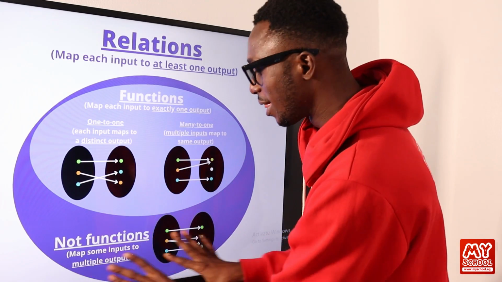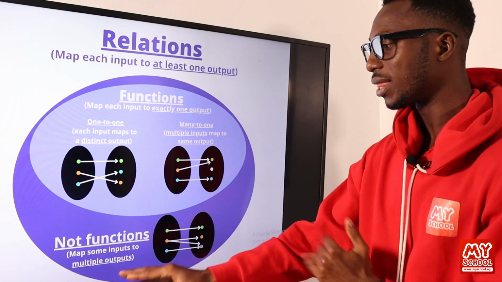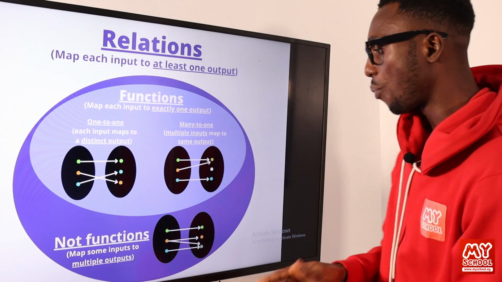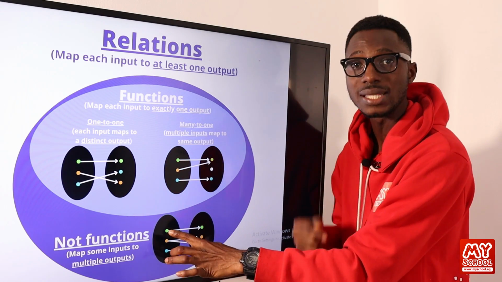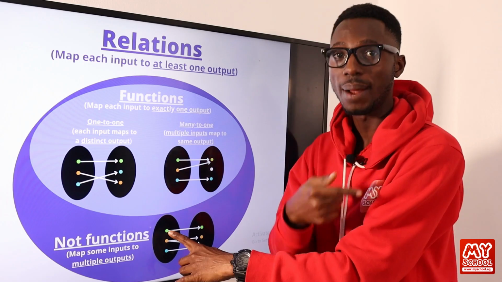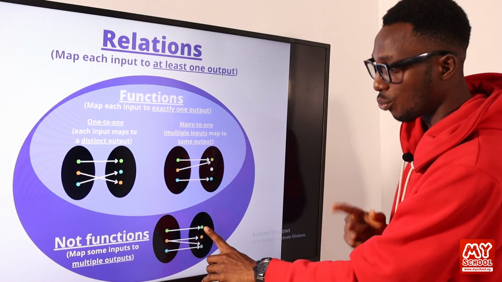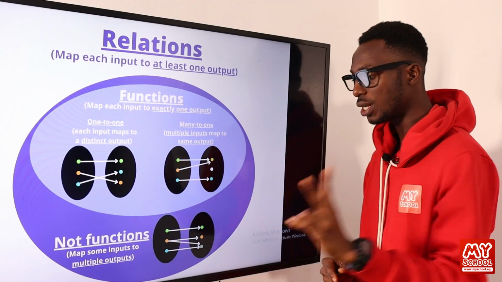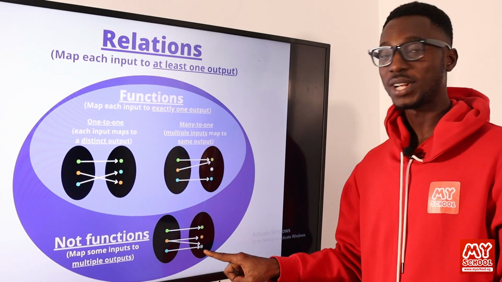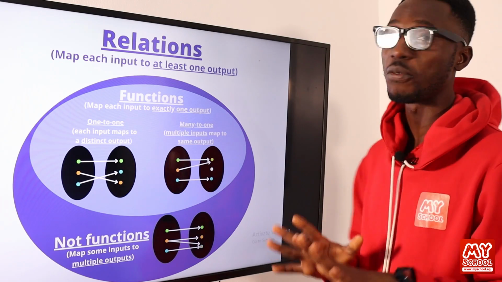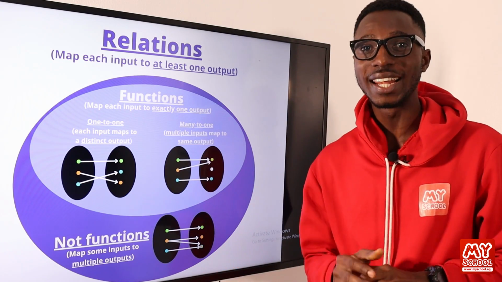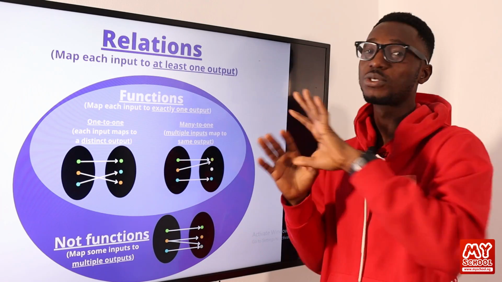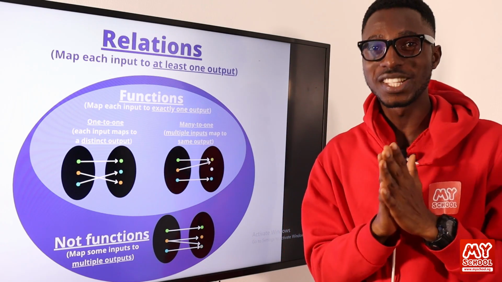Now let's see this. This is not a function. Why? Look at this, it maps some inputs to multiple outputs. An input is having more than one image. This one is good, but look at this: this particular input is producing two outputs, here and here. That is inconsistent with the concept of functions. So once again, we confirm that all functions are relations, but not all relations are functions. Let's move on to the next slide.